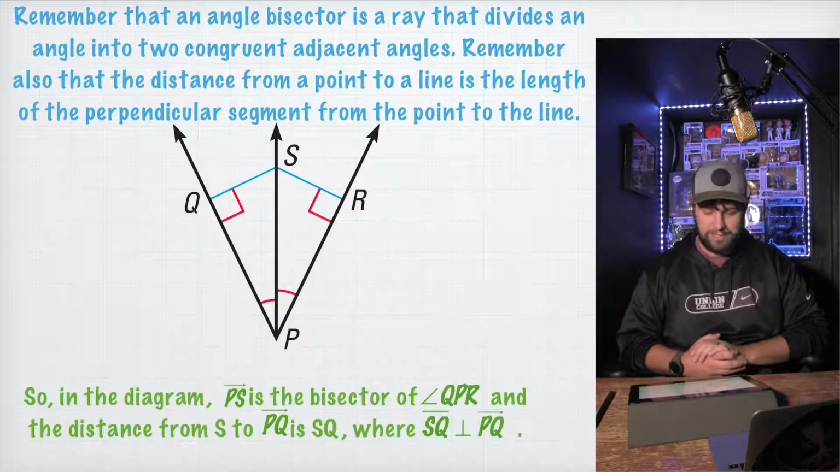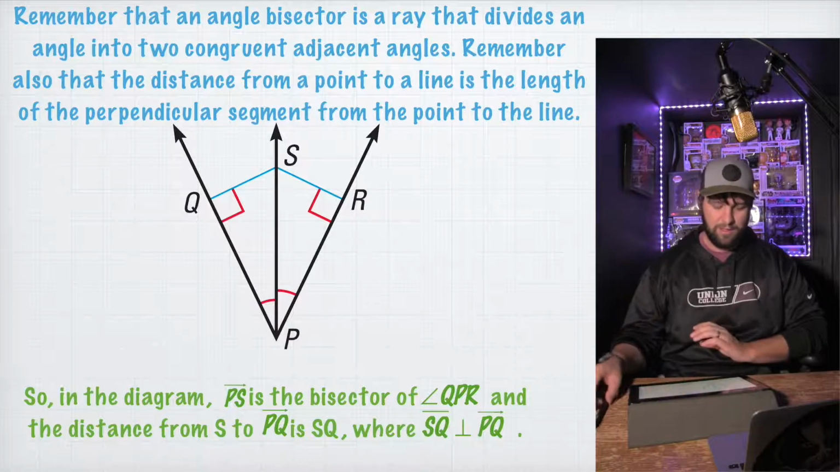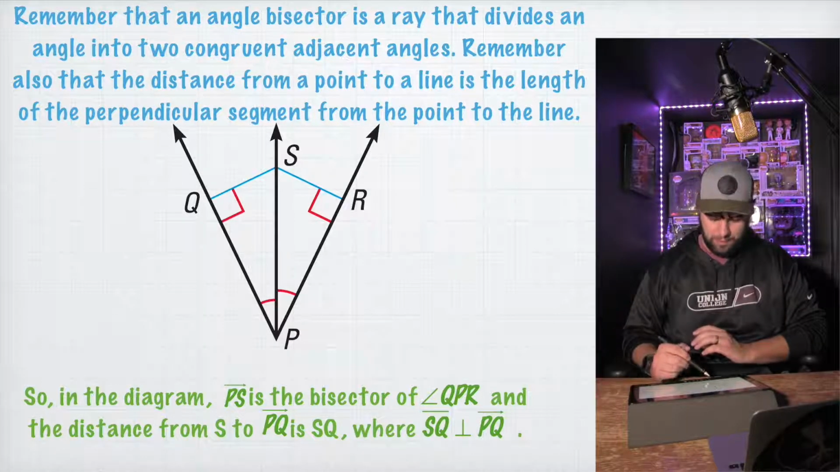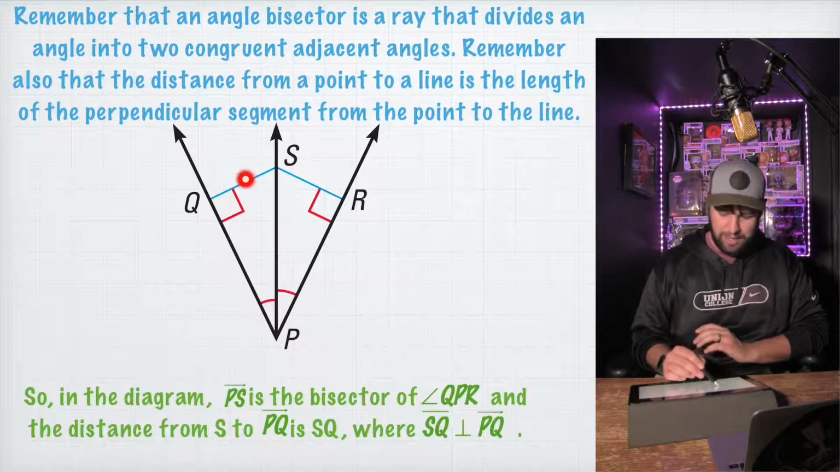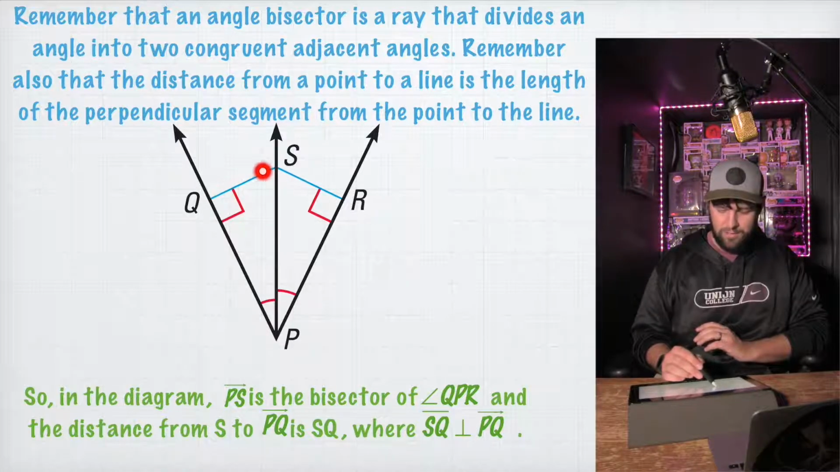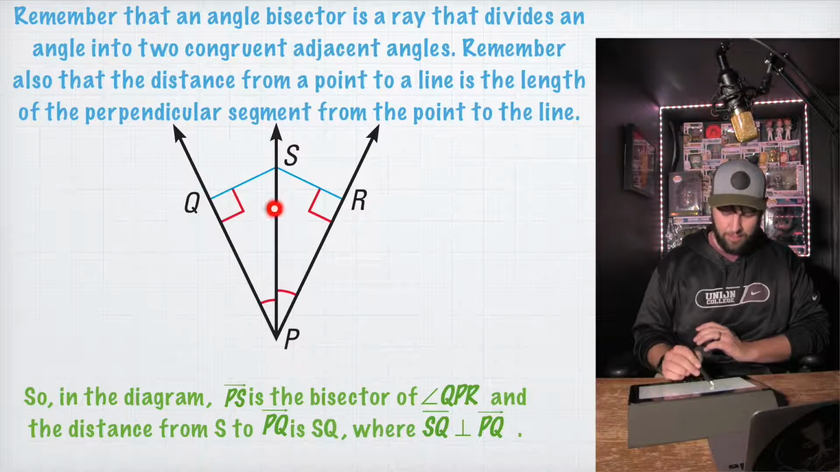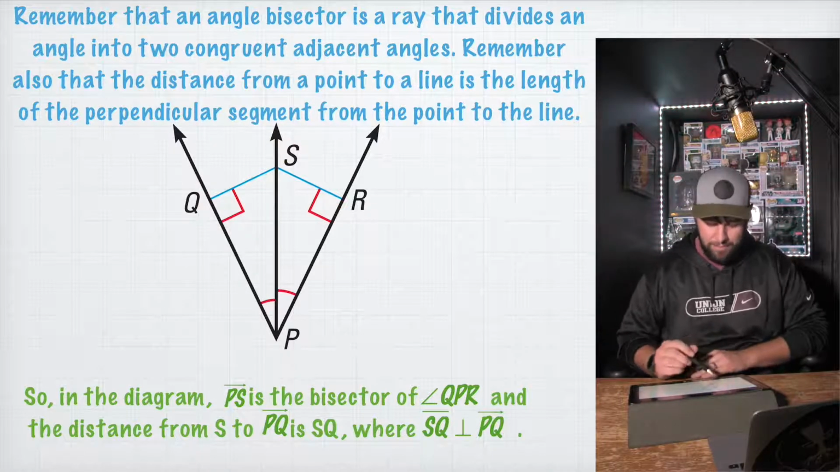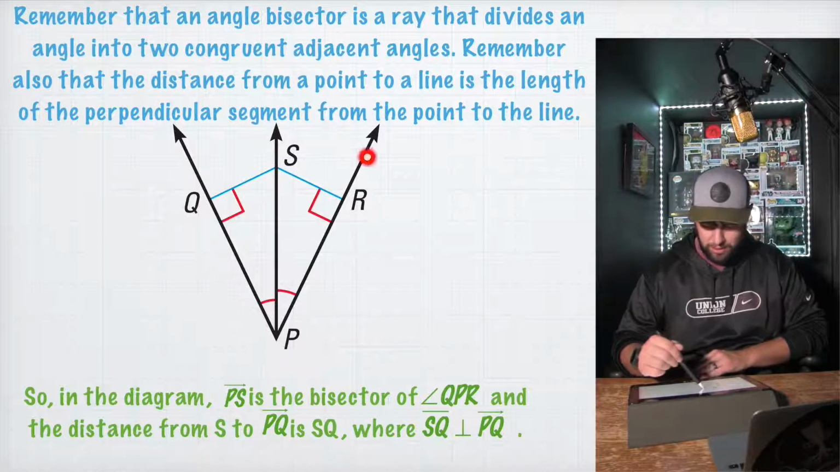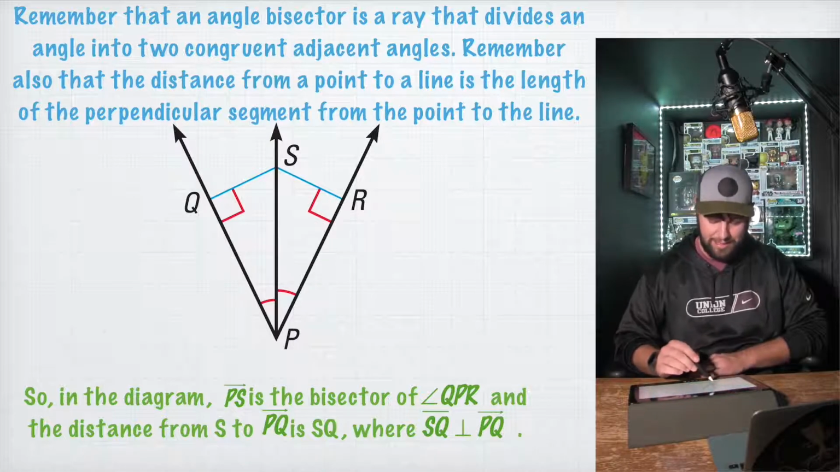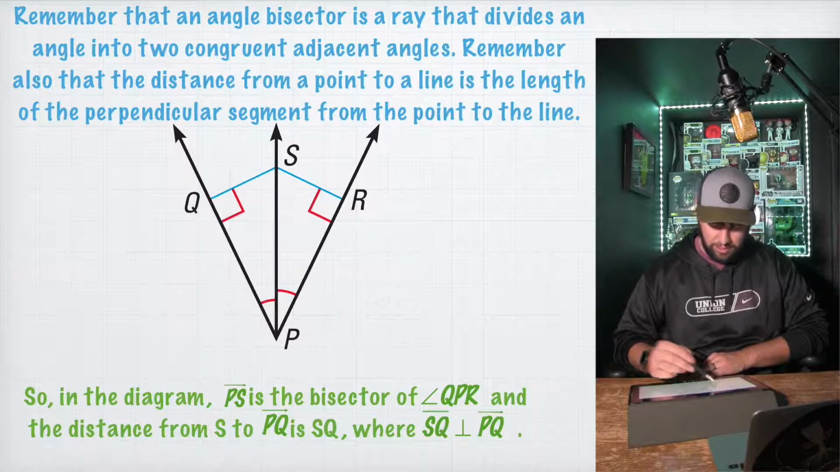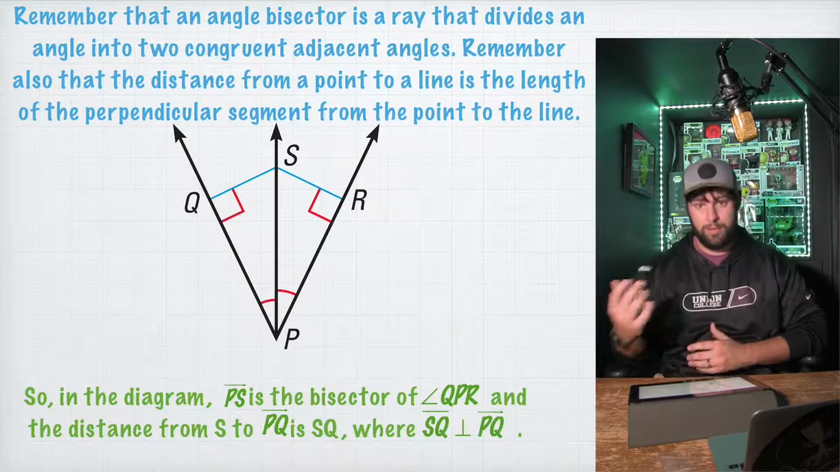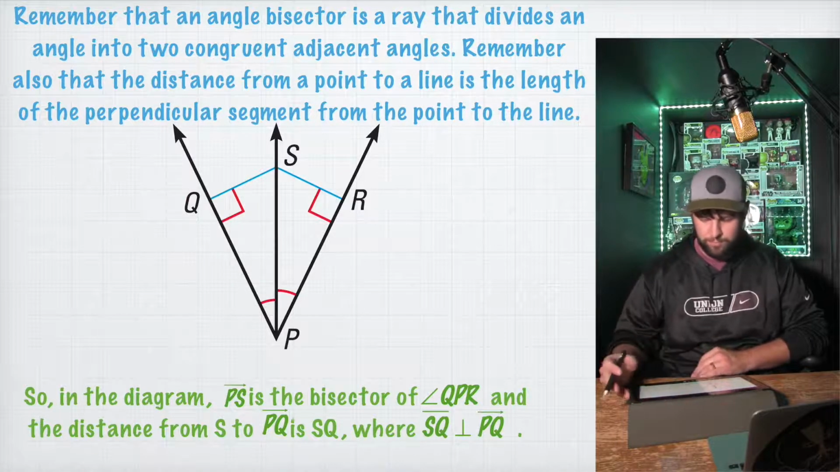Remember also that the distance from a point to a line is the length of the perpendicular segment from the point to the line. So this line has to be perpendicular to find the length between this segment and the angle bisector. So in the diagram, PS bisects angle QPR, and the distance from S to PQ is SQ. So SQ will be perpendicular to PQ.